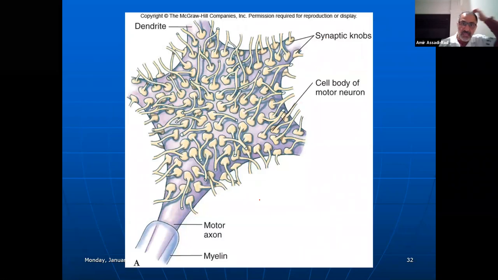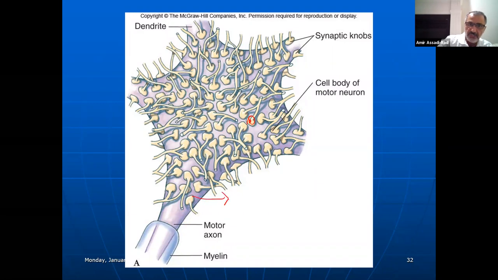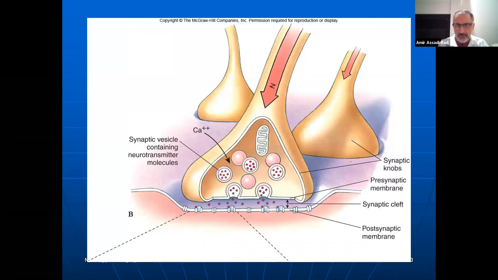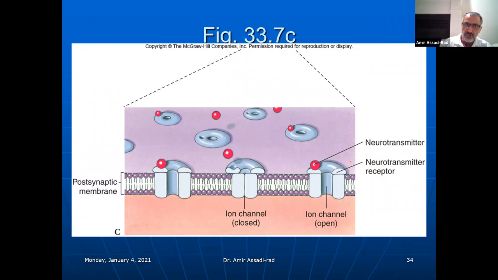Let's go over it again. Here are hundreds of axon knobs from another neuron, from the presynaptic neuron. They go to the postsynaptic neuron. This is a postsynaptic neuron. And here they are explaining it again in detail, what is happening. Those neurotransmitters sit on the sodium channels and open up the sodium channels so sodium can get in.